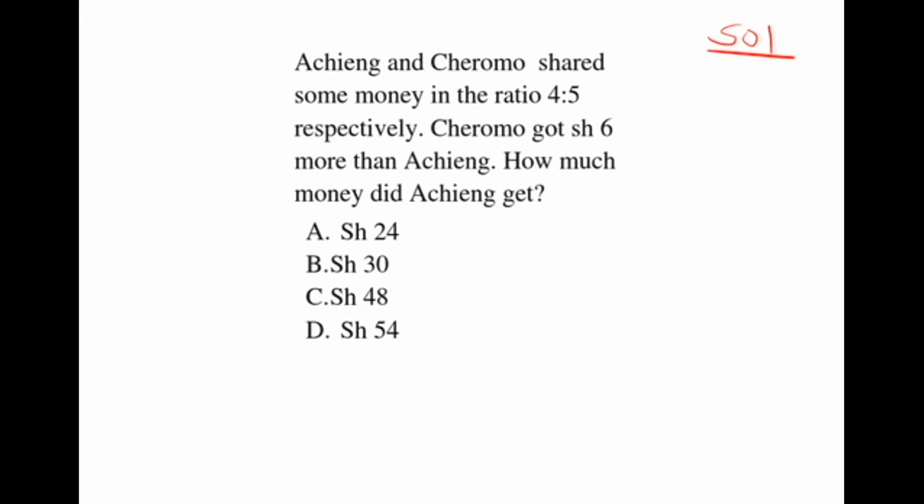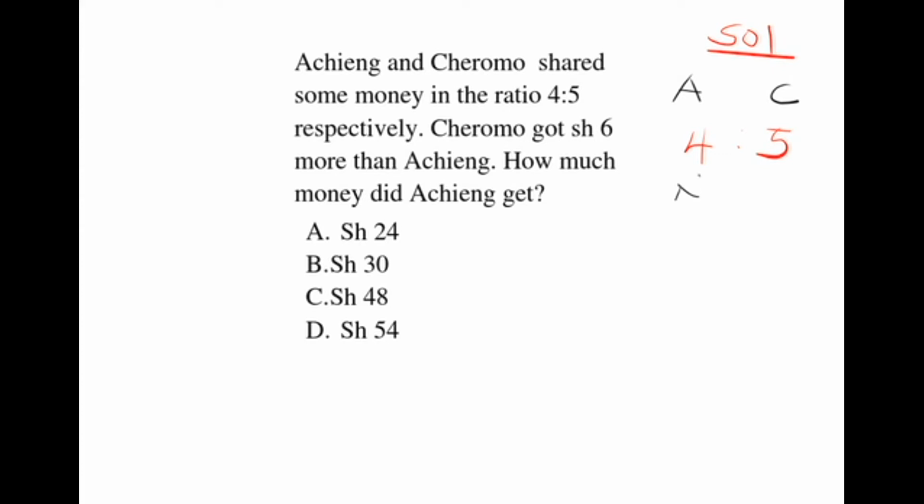Let us write A to represent Acheng and C to represent Cheromo. We are told that they shared some money in the ratio 4:5. Then we are told that Cheromo got 6 shillings more than Acheng. First, let us get the number of shares.